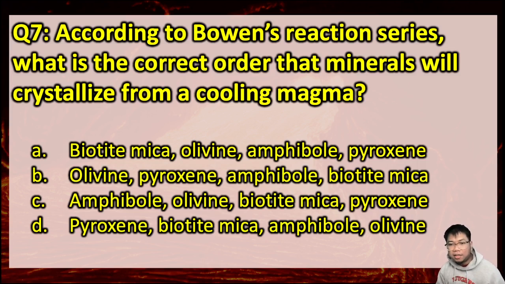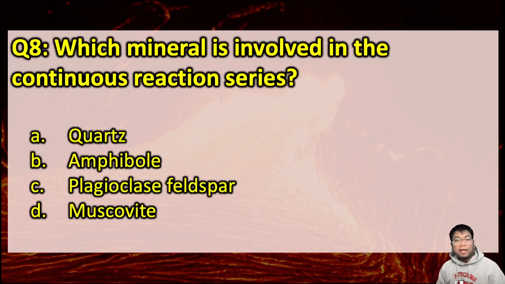So those are the things that I would like to talk about for fractional crystallization. And again, there are a couple of questions that I would like you to answer. The first one: according to Bowen's reaction series, what is the correct order in which minerals will crystallize from a cooling magma? And the next question: which mineral is involved in the continuous reaction series?